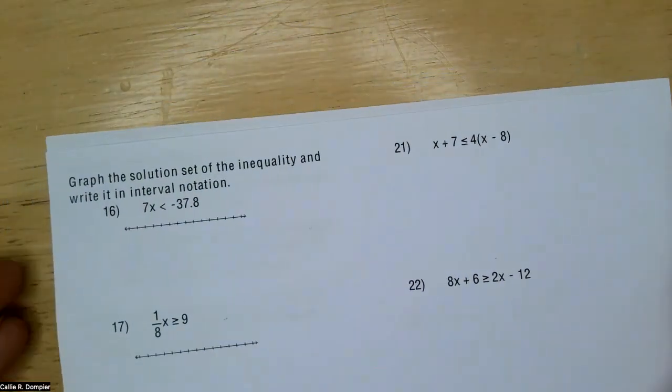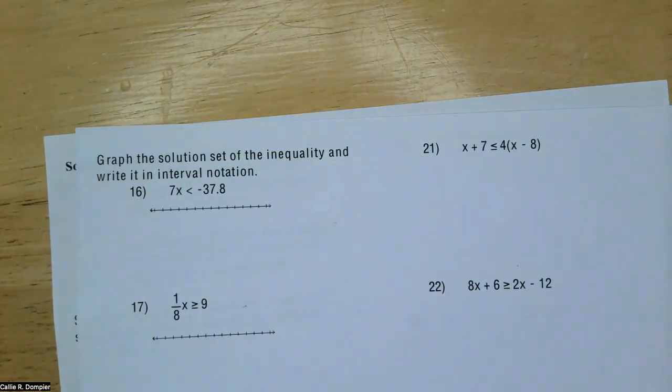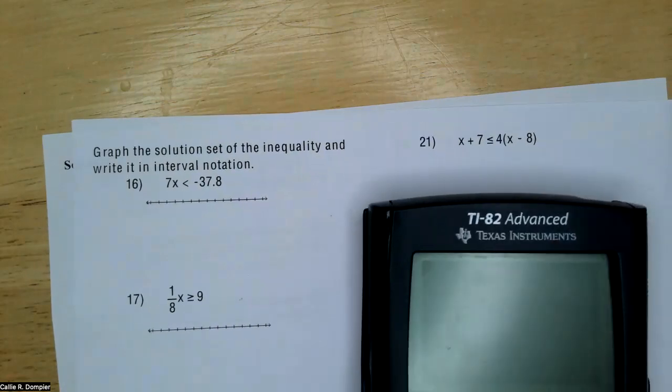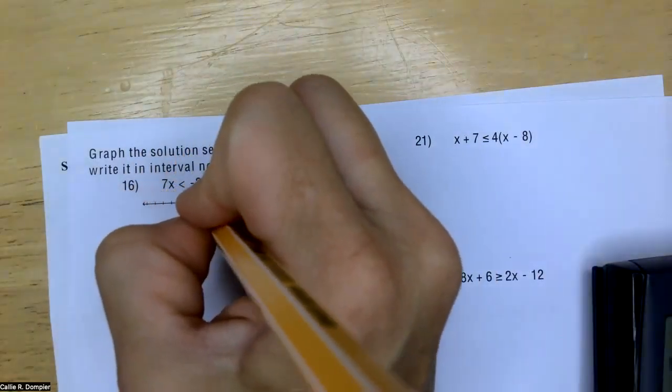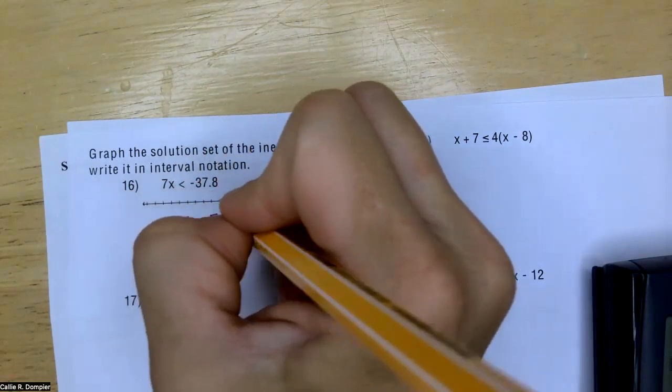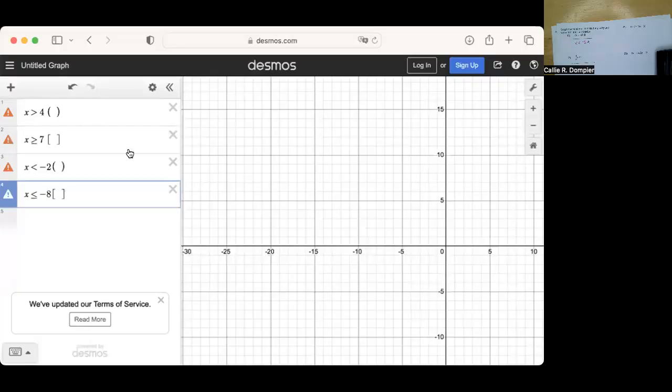Graph the solution set of the inequality and write it in interval notation. So we have 7x is less than negative 37.8. Negative 37.8 divided by 7 is negative 5.4. X is less than negative 5.4. Again, you're welcome to put that into Desmos if you need some help visualizing where 5.4 would be between negative 5 and negative 6, sorry.